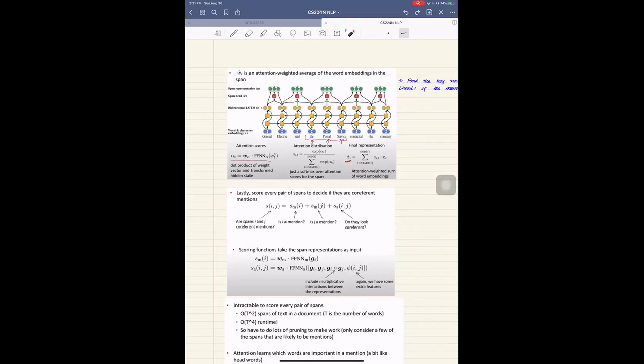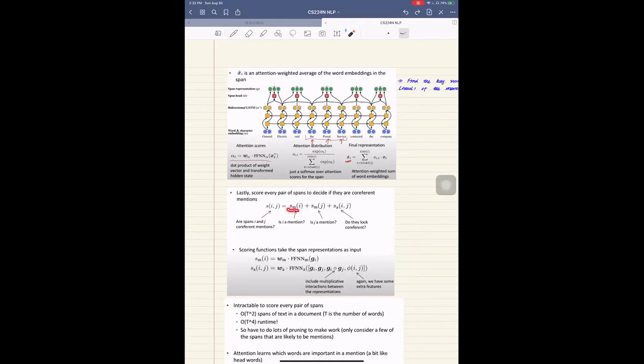After we have the spans, we represent each span as S. Okay, so we are going to score every pair of spans and see if they are coreferent or not. This score has three most important parts. First is a subscore.